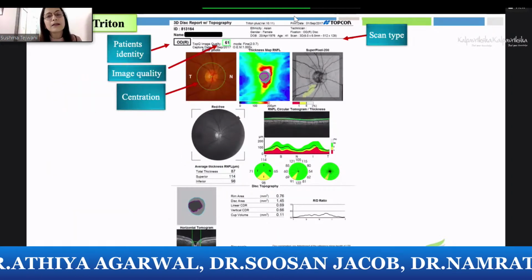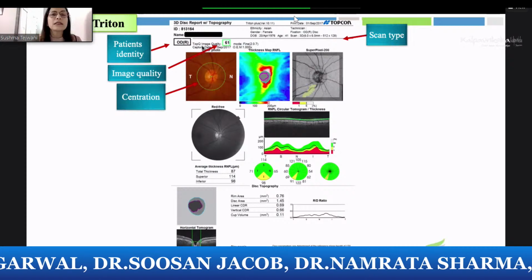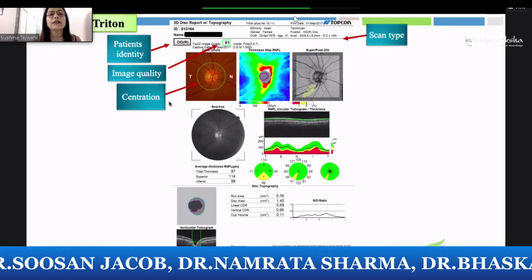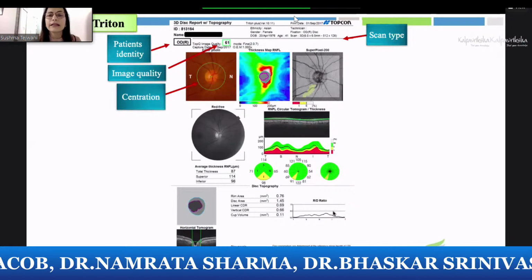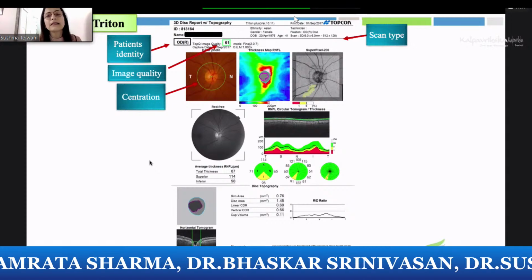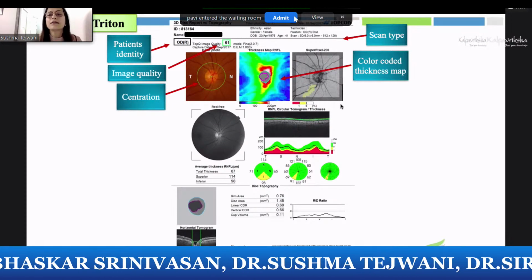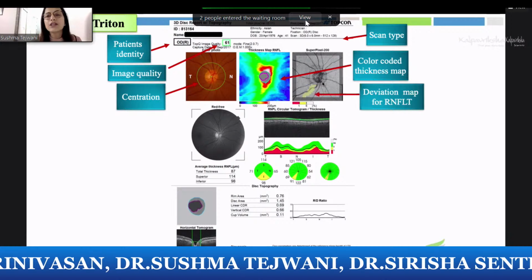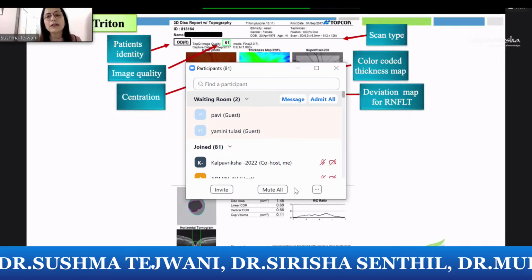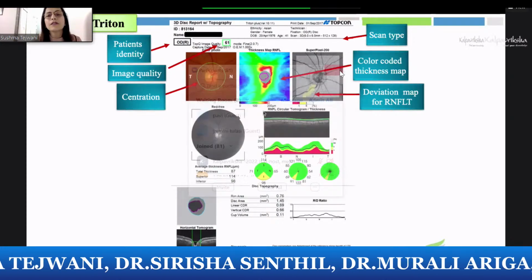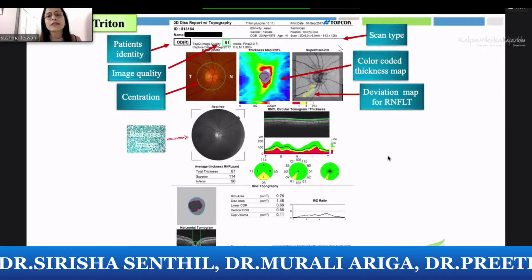This is how a printout looks like. So this gives you the patient identity, image quality, and centration. Before you go on reading, you should look at these things. Then this one gives you a thickness map for RNFL that is color coded, and this gives you a deviation map as compared to the age-related normals. At the bottom of each, the color coding patterns are given, so it's easy to pick up.